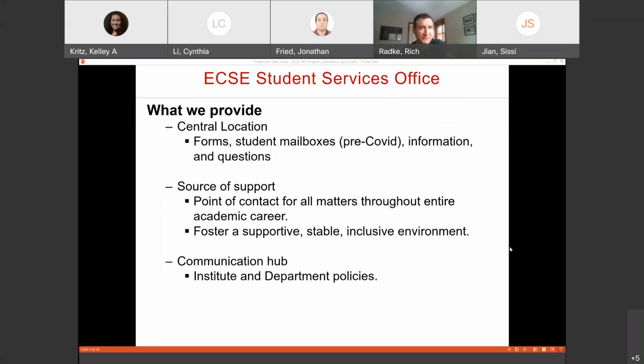Like I said, the main point of contact is Kelly and her office, and you should already know her by now. That's usually the first point of contact for a question, either making an appointment, a drop-in, or sending an email. And then we have a web page that has all of the other stuff on it, which I think I have in one of these slides.